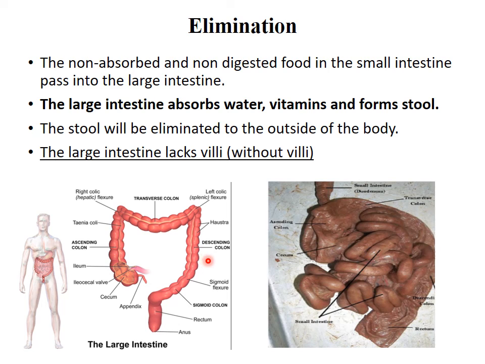They are responsible for the absorption of the nutrients. Look here, so this is the small intestine. This is a real picture, by the way. This is the small intestine, and surrounding the small intestine is the large intestine here. Water and vitamins are absorbed, and the stool is formed.